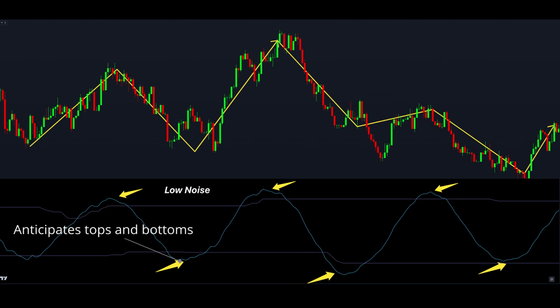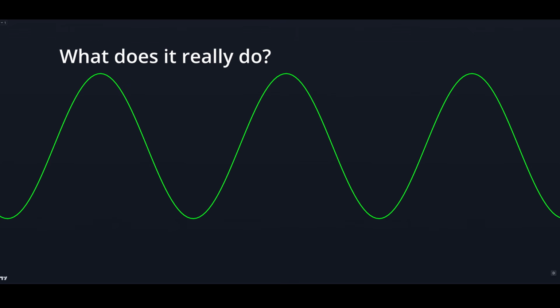We also need to understand a couple of the settings because you'll need to know how to change them. What does this indicator really do? In short, it gives us a filter with a negative group delay. You don't need to understand these terms or the full extent of their implications. For our purposes, you can just think of group delay as the lag of the indicator.